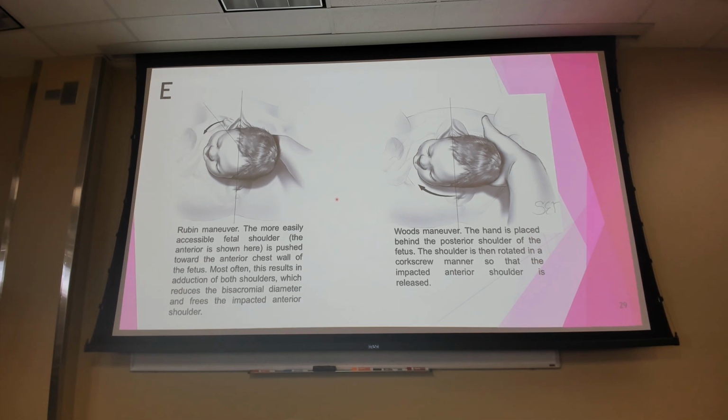If you can't, and that's the Rubin maneuver, you're going to rotate the baby back all the way around, and that's a wiggle. We're doing a corkscrew maneuver. We're just trying to release the shoulder from underneath that pubic symphysis by moving baby back and forth.